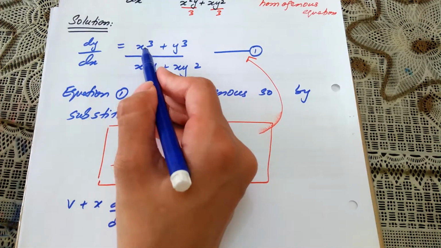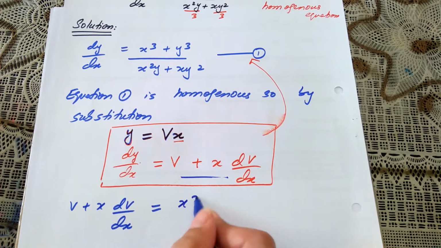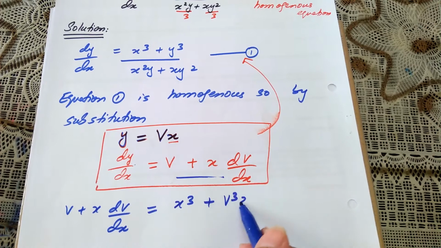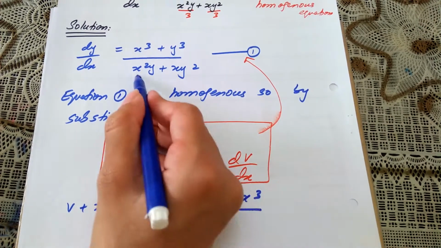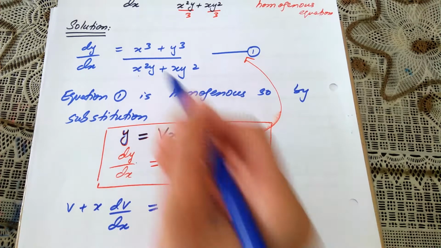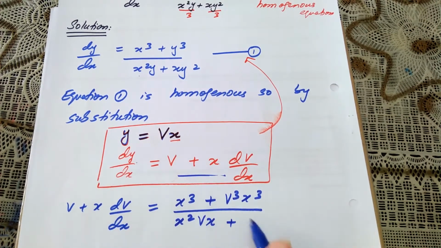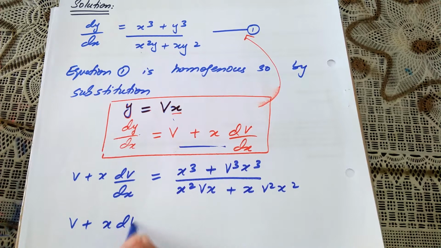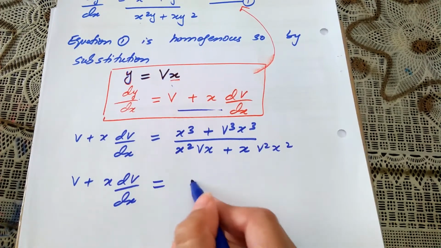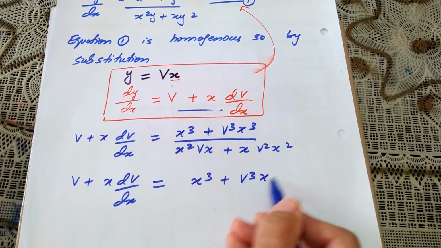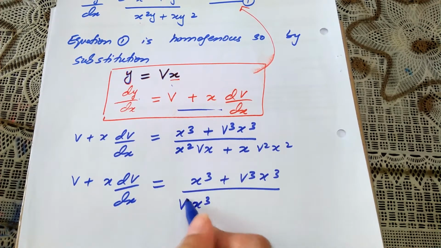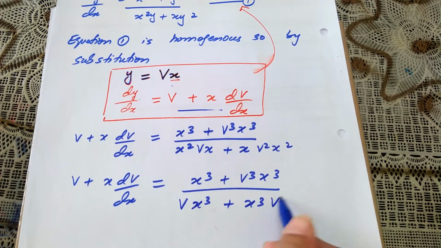In place of x cube, it will remain as it is, plus y cube will be v cube x cube, divided by x square as it is, and y will be vx plus x as it is, and y square will be v square x square. Now I will get v plus x dv by dx equals x cube plus v cube x cube divided by x cube v plus x cube v square.